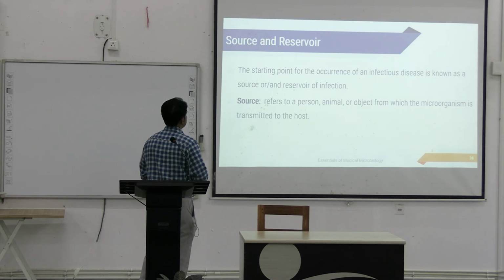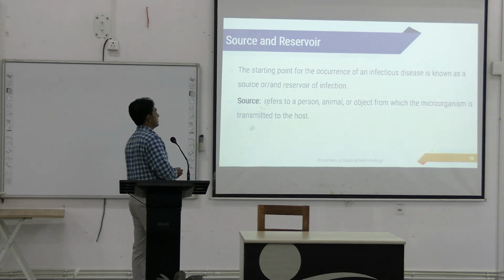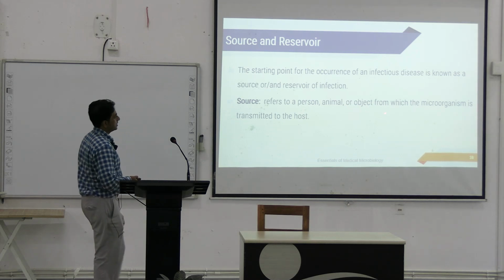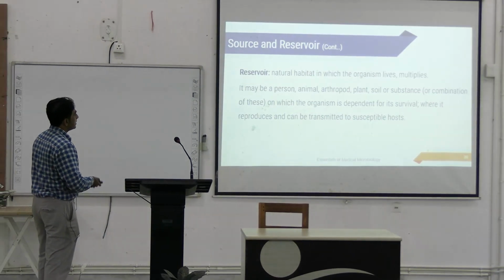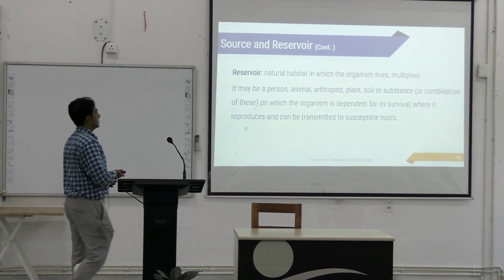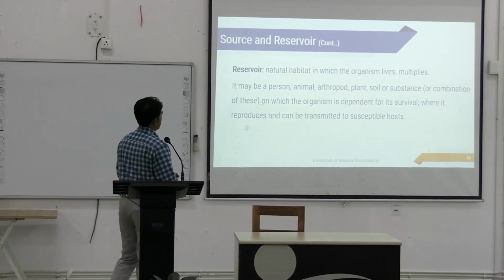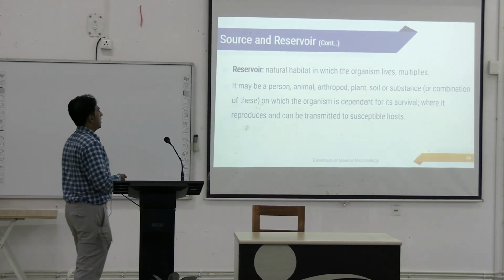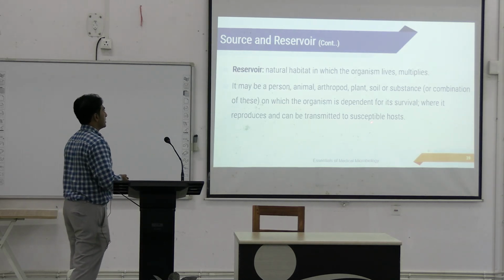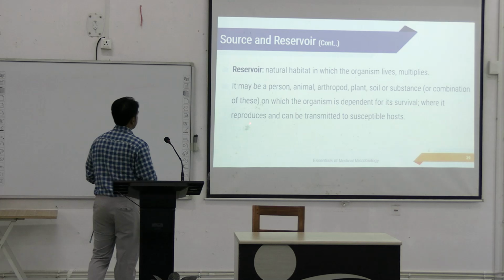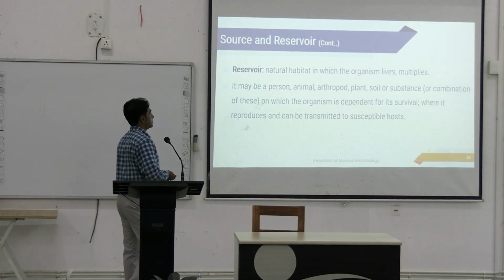Source: the starting point for the occurrence of an infectious disease is known as the source or reservoir of infection. The source refers to a person, animal or object from which the microorganism is transmitted to the host. Reservoir: this is the natural habitat where the organism lives and multiplies. It may be a person, animal, arthropod or soil or substance on which the organism is dependent for its survival, where it reproduces and can be transmitted to the susceptible host.